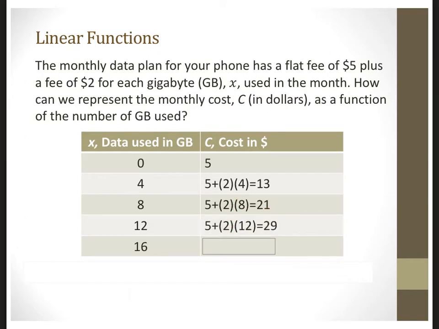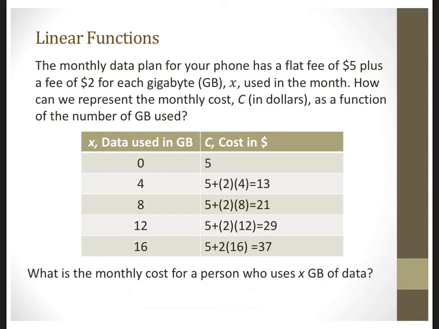And just to do a couple of these so that we can try to observe the pattern and then generalize the pattern with a formula. So for 12, we would take 5 plus 2 times 12 to get 29, and so on. For 16, it would be 5 plus 2 times 16 to give us $37 cost. And so now what we'd want to do is use this model to make some general predictions. So for example, if in general we use X gigabytes of data, can we find a formula to model this relationship?